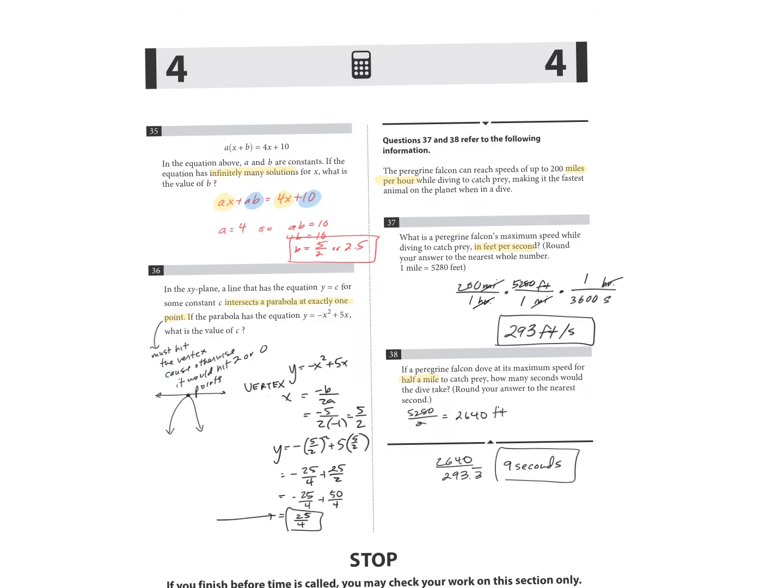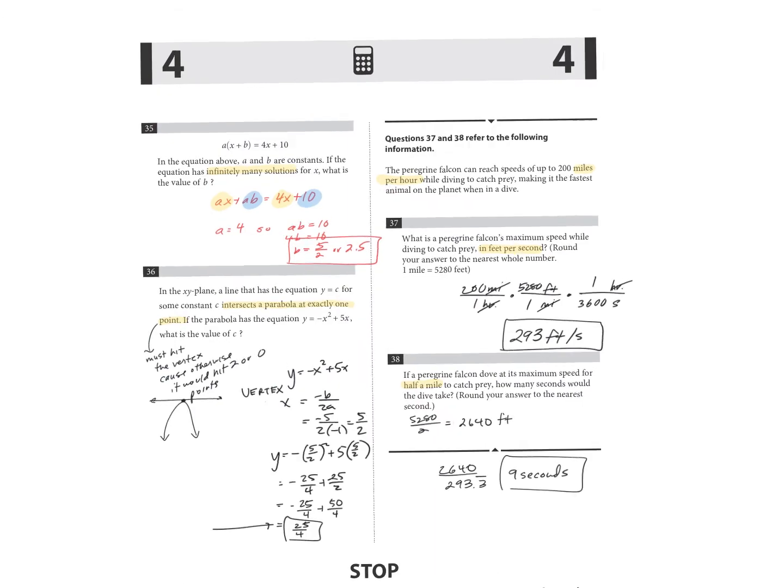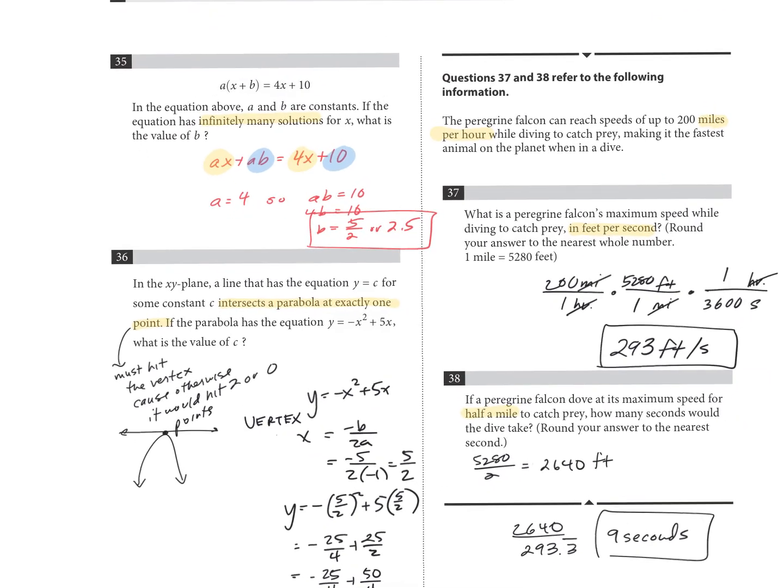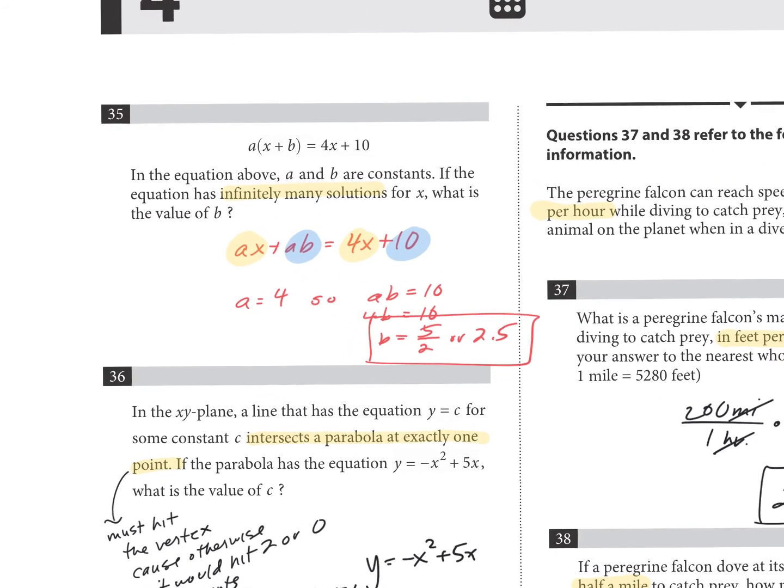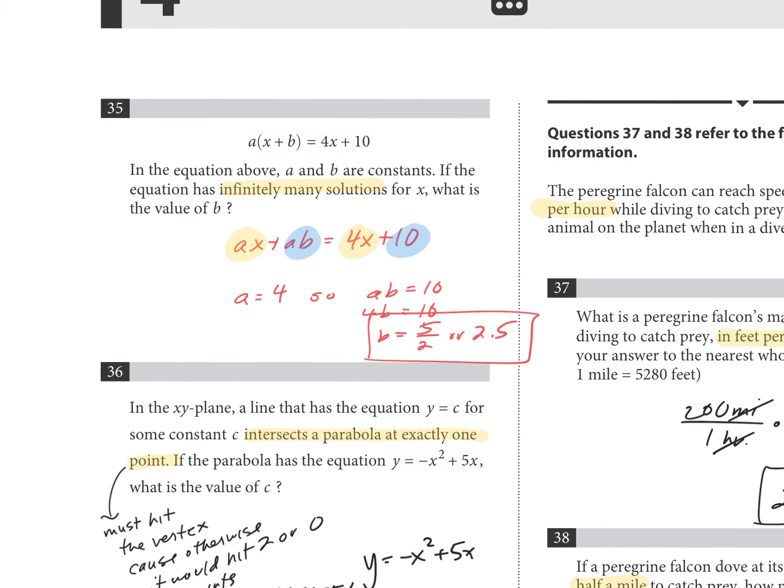All right, so we're on to the last page. So you should feel pretty accomplished if you're with me this long, right? So 35 says in the equation above a and b are constants, and the equation has infinitely many solutions. So you got to remember what that means. Infinitely many solutions means that both sides look exactly the same, right?